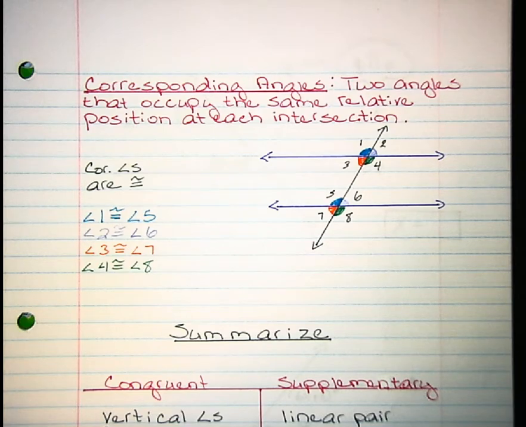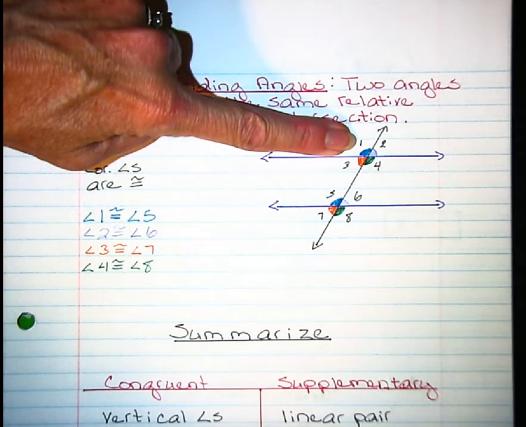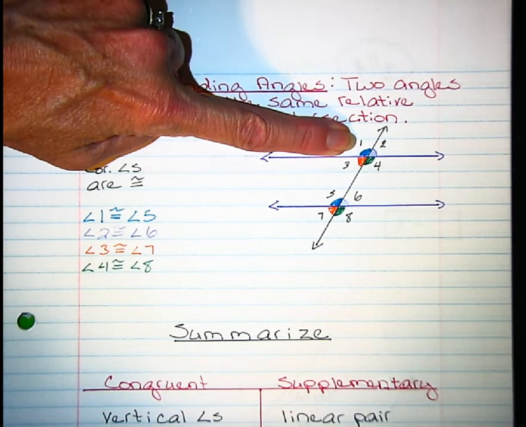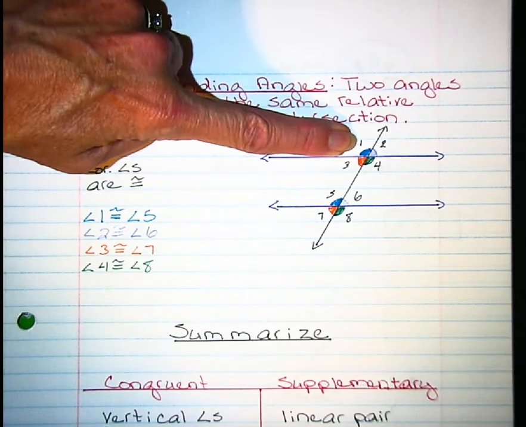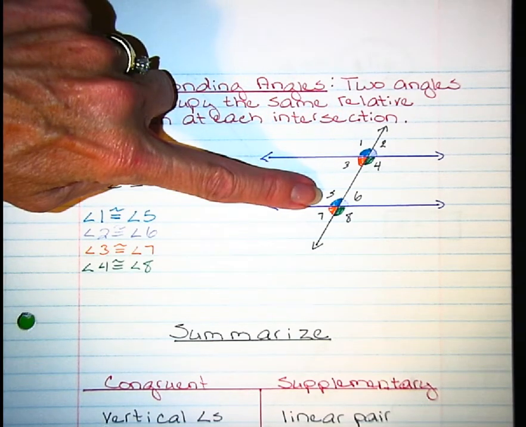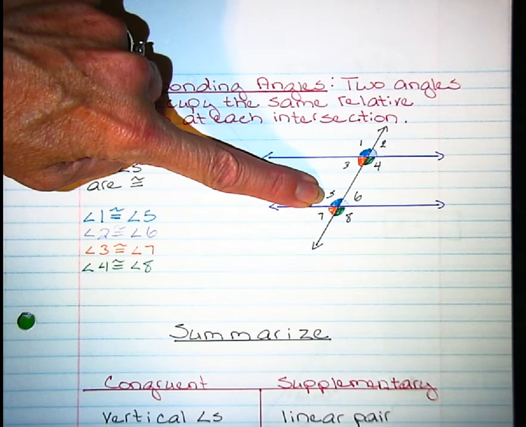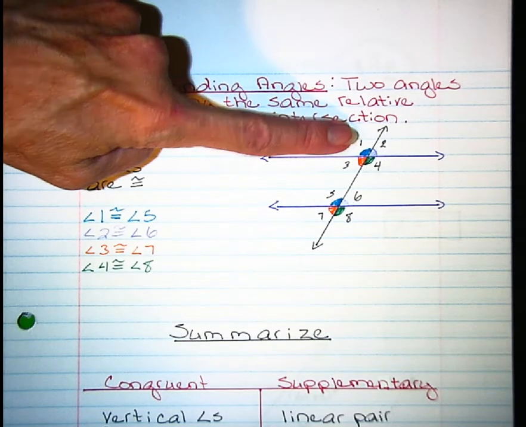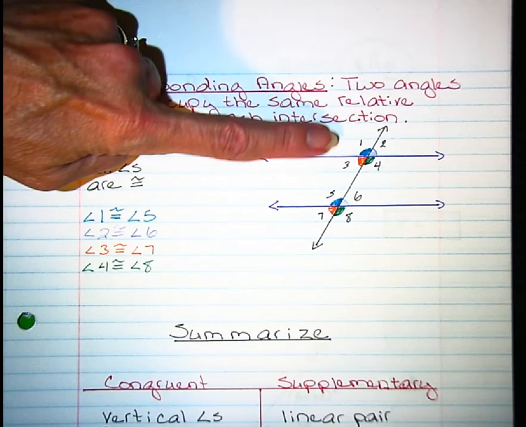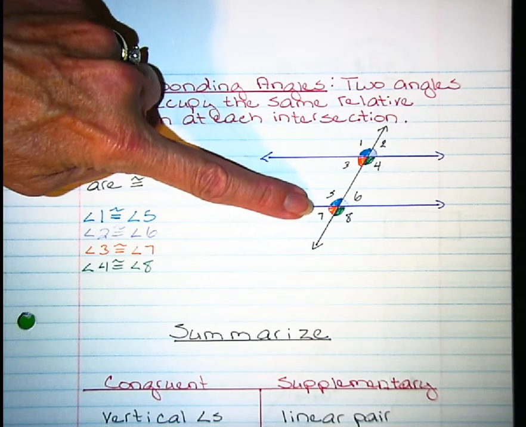They occupy the same relative position at each intersection. So if you notice, in the upper left-hand corner of my top parallel line is angle number 1. Well, in the upper left-hand corner of my bottom parallel line is angle number 5. That means that angle 5 and angle 1 correspond to each other. They're in the same relative position.